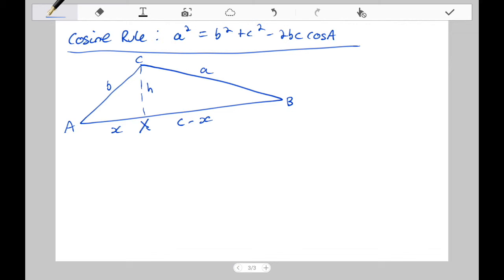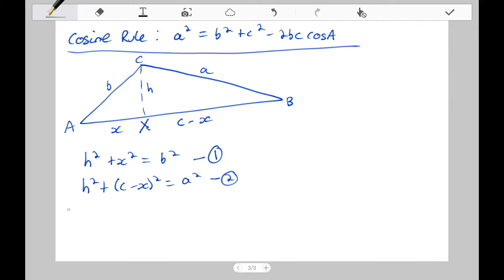Now, what we use for this is Pythagoras' theorem on our two separate right-angled triangles. If we start with this left-hand smaller triangle, using Pythagoras, h squared plus x squared is equal to b squared. We'll label that 1. And then from our slightly larger triangle, we can see that h squared plus (c minus x) all squared is equal to a squared. We'll label that 2.